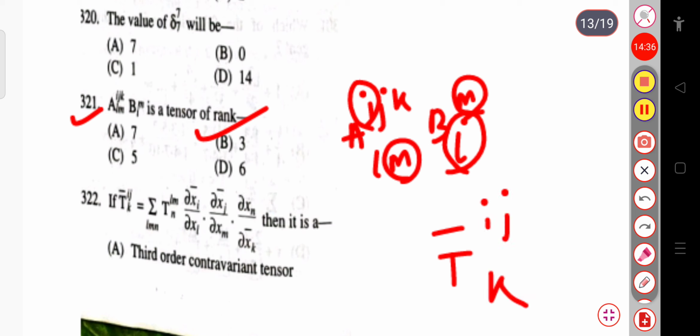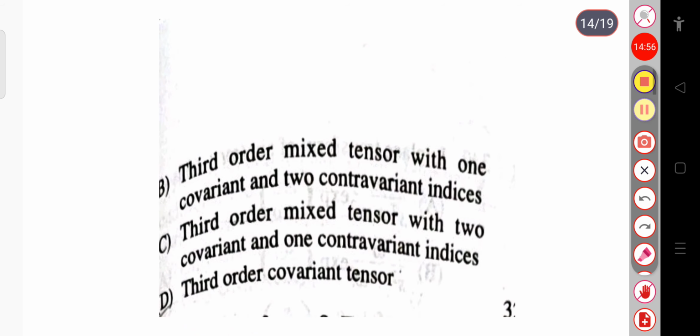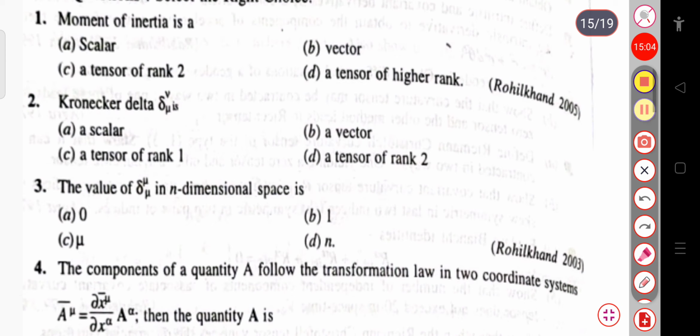Mixed tensor means it is a combination of the contravariant as well as the covariant tensor. When the indices are written in the superscript, this is known as contravariant, and for this it is covariant. So here the covariant tensor of rank 1 and contravariant tensor of rank 2. So here the right answer will be: this is the third order mixed tensor with one covariant and two contravariant indices. Now see the next question.